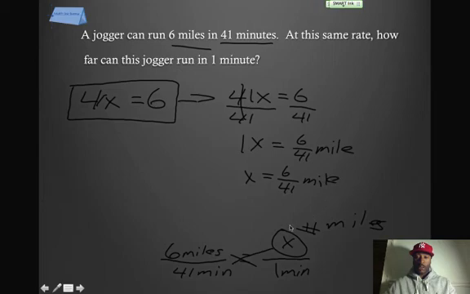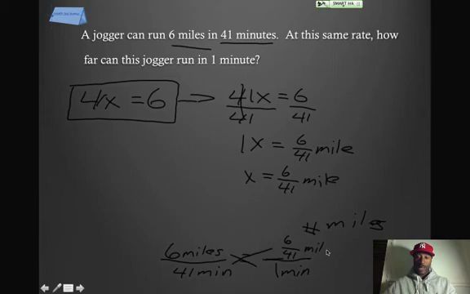So now I could actually plug this answer back into my proportion. So I know in 41 minutes, the jogger runs 6 full miles. But in 1 minute, the jogger only runs 6 over 41 miles. And this is my answer.